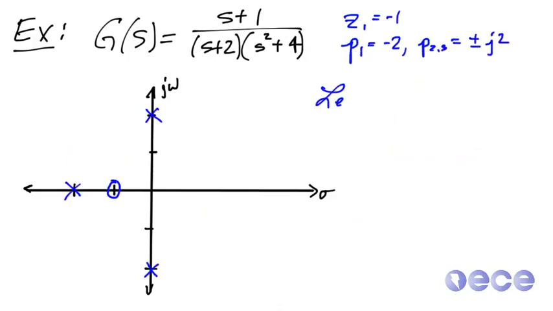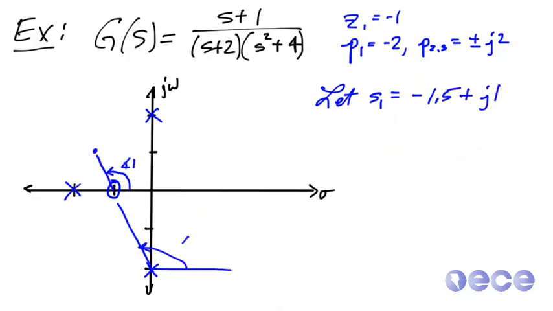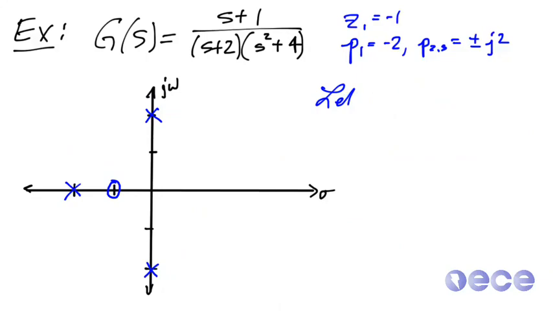So we have 4 total objects of interest here. We have the pole P1 at minus 2, P2, 3 at plus or minus J2. So those are the 3 poles. I'll back this up a little bit so we can see it a little bit better. And then we also have a 0 at minus 1. So I've indicated those values here. Here's the 0.